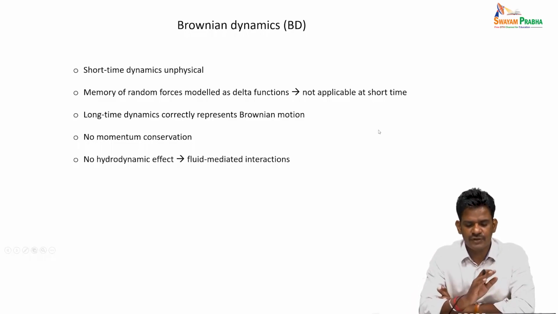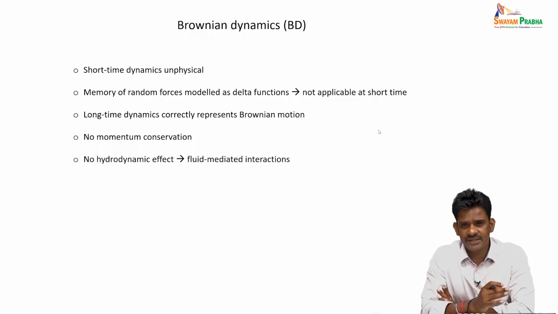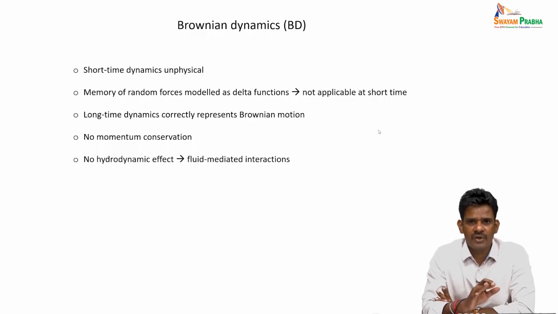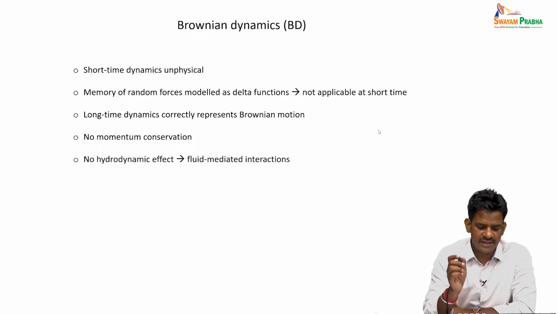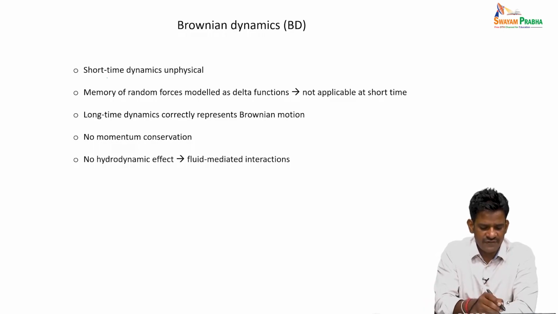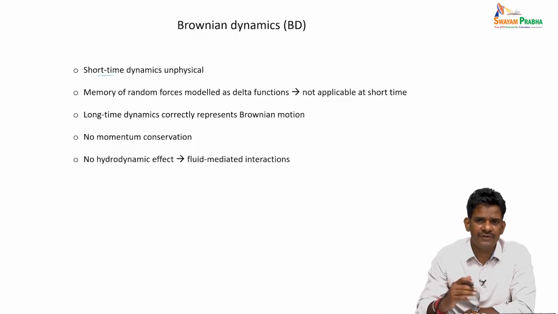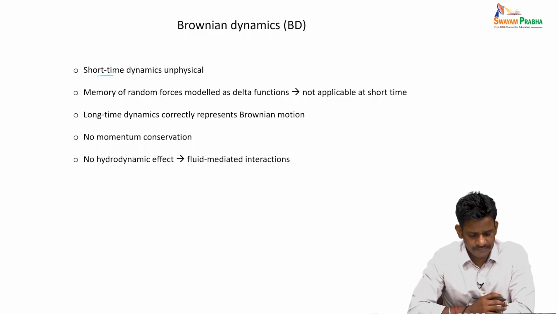Now, when we think about Langevin dynamics or Brownian dynamics, there are some key issues that we have to remember, and these come from the way we have formulated this theory, which makes a lot of assumptions. For example, one restrictive assumption is that the dynamics of Brownian or Langevin dynamics is not very physical when you look at very short time behavior. This works only when you look at long time behavior.